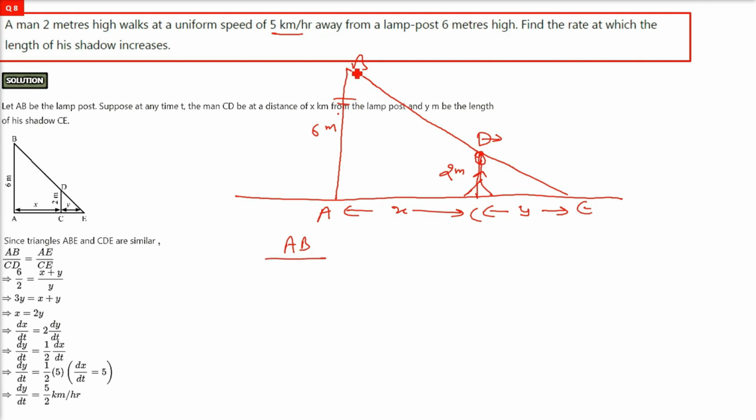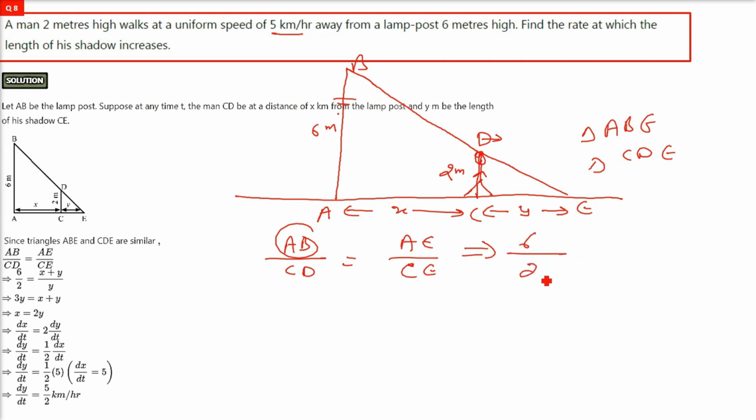So just take AB divided by CD is equal to AE divided by CE. These two triangles, ABE and CDE, are similar, so the corresponding sides have an equal ratio. So AB by CD is equal to AE by CE, or EC. Now we just have to replace the things which are given in this question. AB is 6, CD is 2, AE from here is x plus y, CE is y.